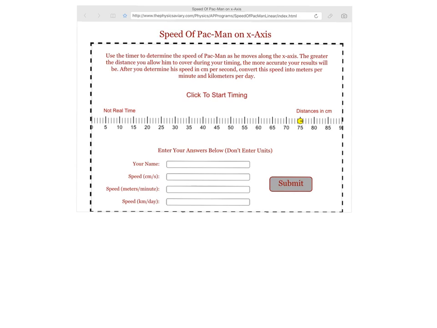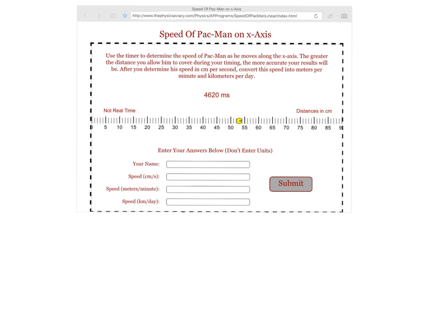Okay, this program is designed to make sure students can use their operational definition of speed. So we have our definition of speed as distance divided by time. We've got a Pac-Man moving across our screen at a random constant speed, and students are to time him moving between two spots. So I'm going to start when the front of the Pac-Man hits the 10. And then the farther I let him travel, the more accurate should be my determination of speed.